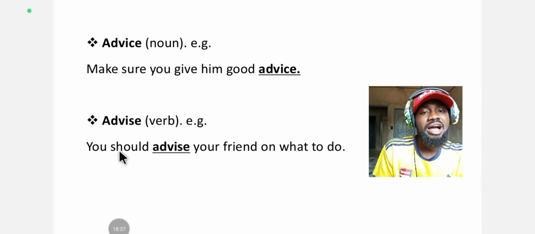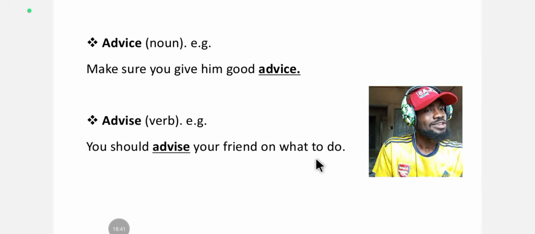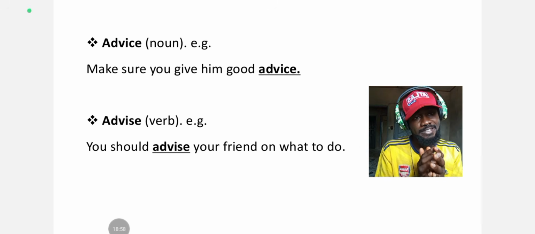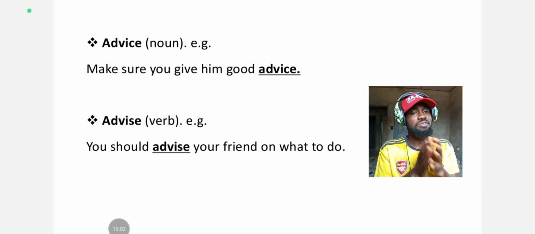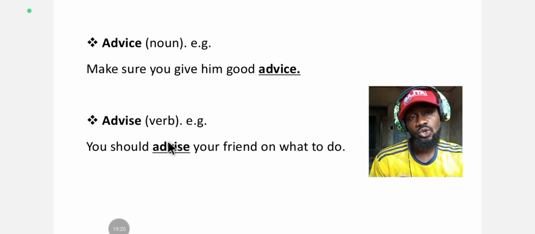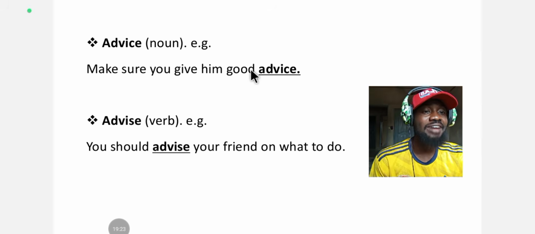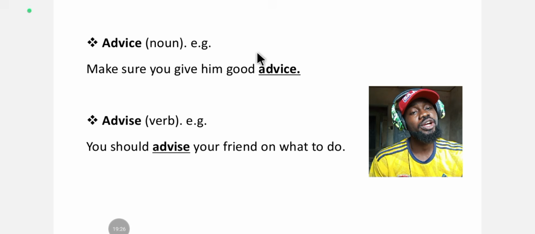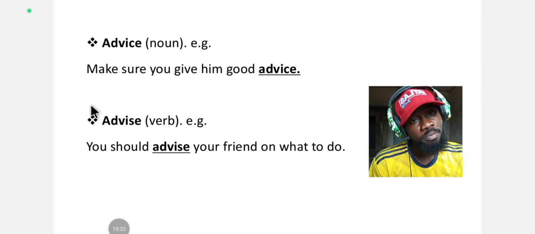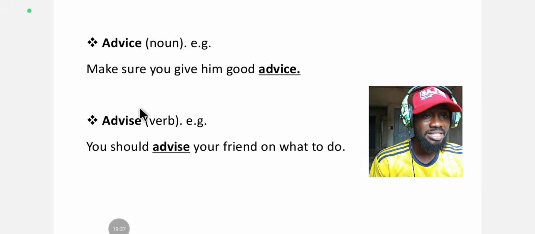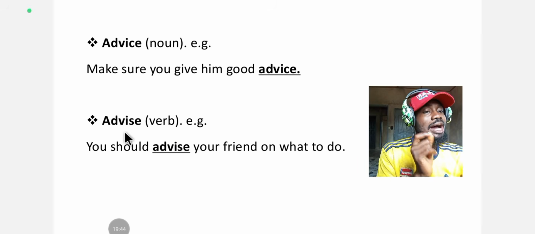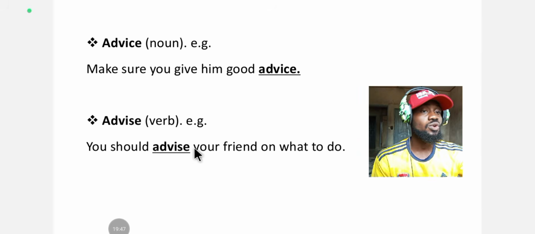Let's look at the example we have there. You should advise your friend on what to do. Advised is the past tense form of advise, the form that ends in SE. So that's the verb form. It has present tense and also past tense. When you are using advice as a noun in a sentence, use the form ending in CE. But for the verb form, use the one ending in SE. I give him plenty of advice: use the noun form. I want to advise you: use the verb form, because you're using it as a verb.